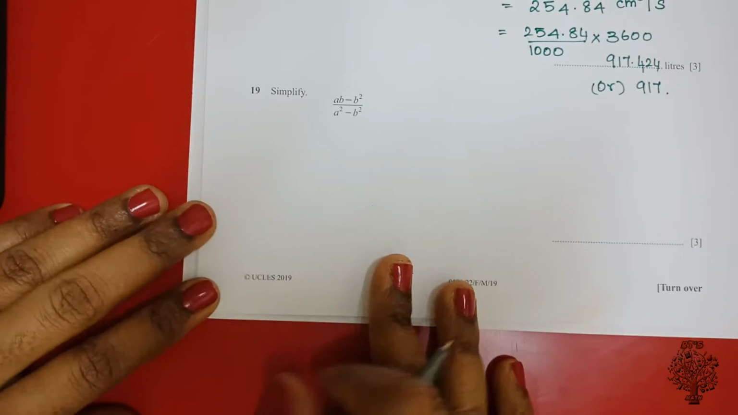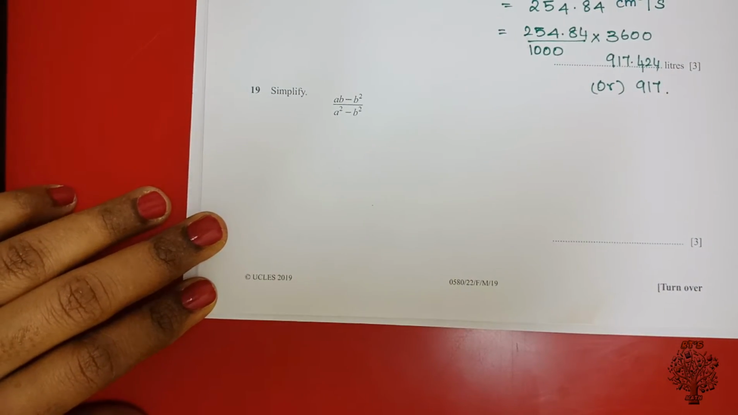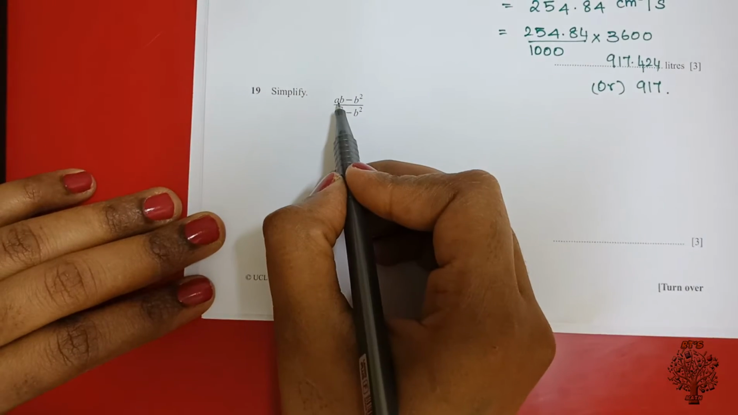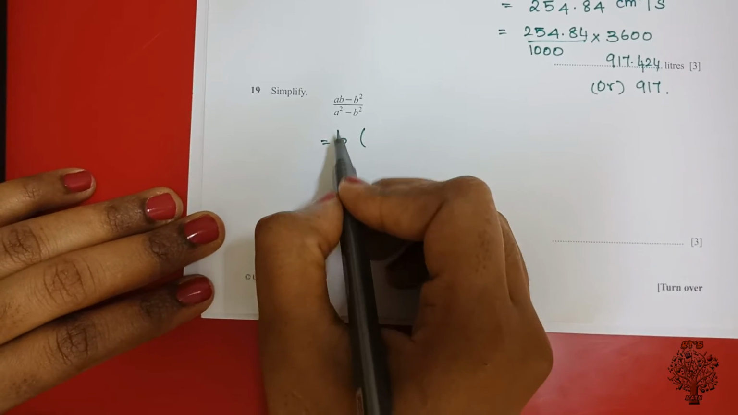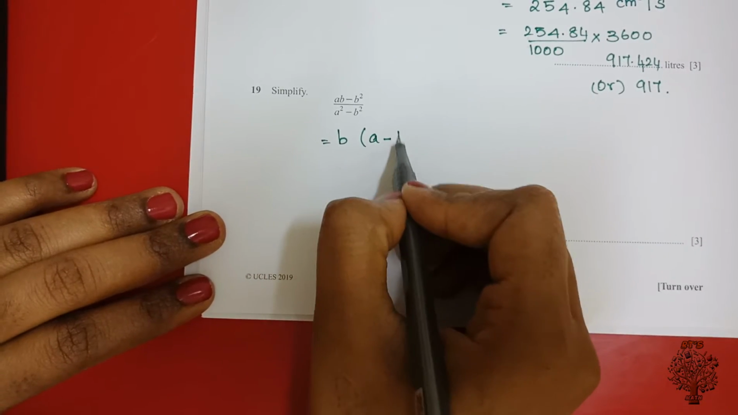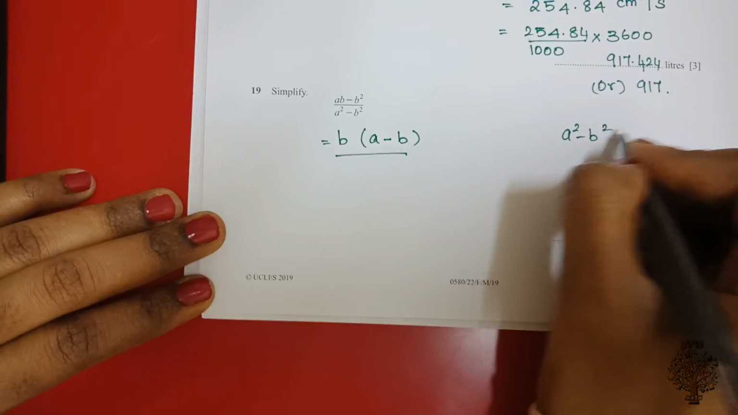Now the next question, simplify. You are going to simplify this, factorize, and anything you can cancel, you can cancel. So AB minus B squared, B is common. When you take B out, A minus B divided by A squared minus B squared.